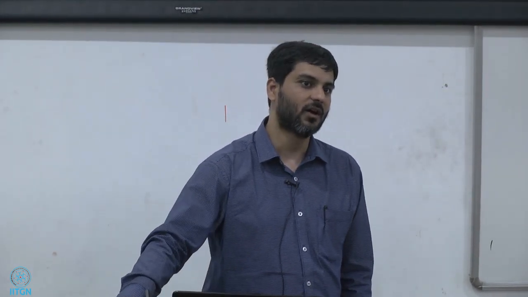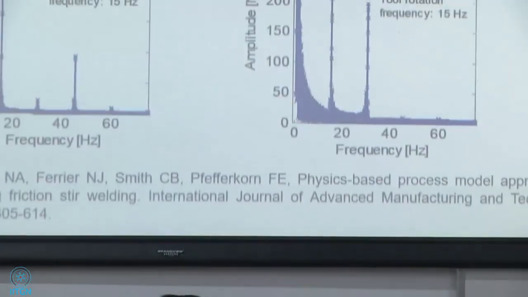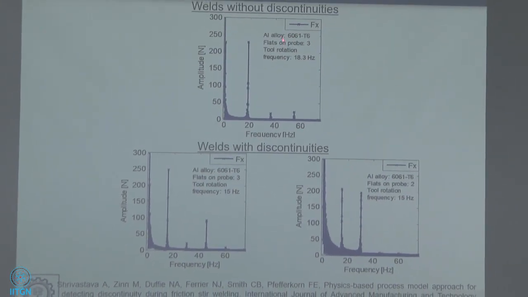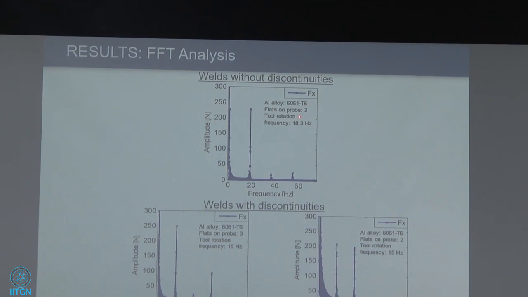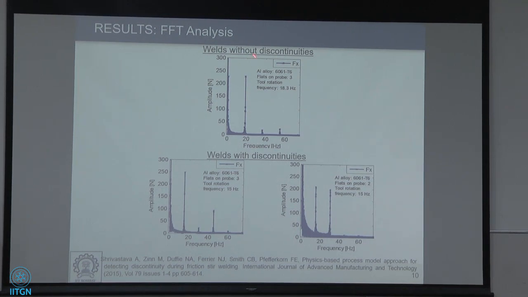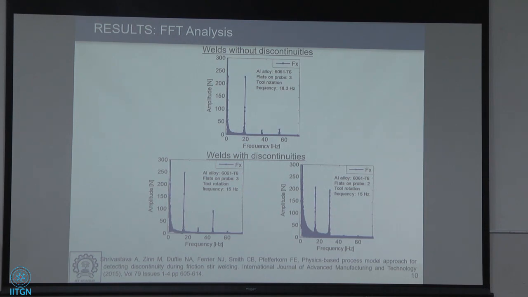But some very interesting observations and inferences came when we did the Fourier transform of the force signatures. We could see very distinct peaks at the tool rotation frequency, 18.3 hertz. This weld was performed with a tool which had 3 flats on the probe or the pin, at conditions known to produce no discontinuities or defects. You can see there is one large single peak at the tool rotation frequency, and there are minor peaks at the higher harmonics, 18.3 times 2, 18.3 times 3, and so forth.